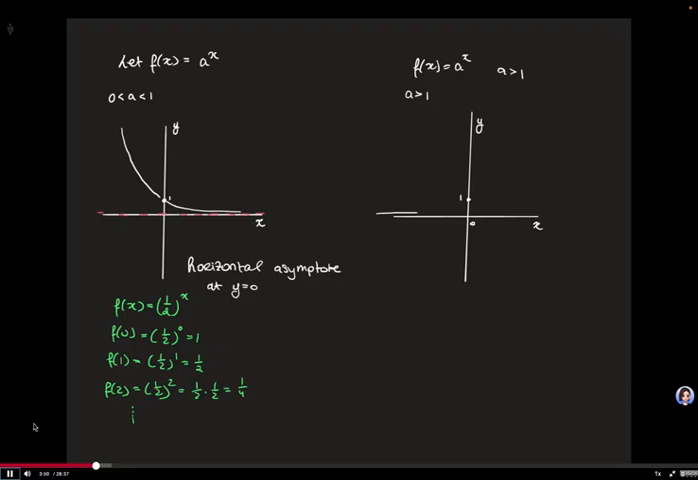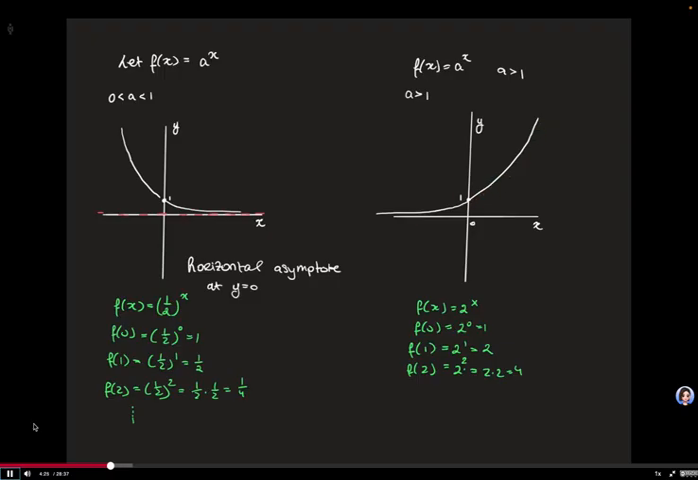What we see is that this one is increasing. So what we can do is we can take, for example, a is 2, right? So then we have 2 to the power of x. So in the point 0, we have 2 to the power of 0, which is 1. Then we have 2 to the power of 1, which is 2. Then we have 2 to the power of 2. So that's 2 times 2, that is 4, right? So that keeps increasing because every time we multiply by 2.